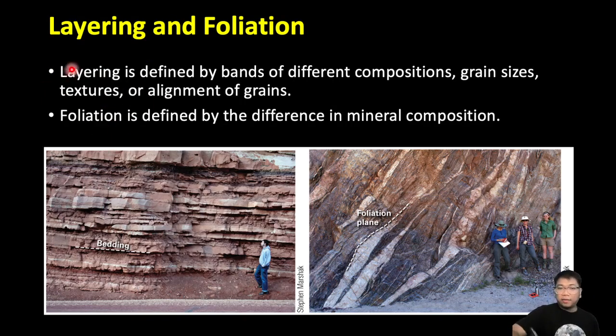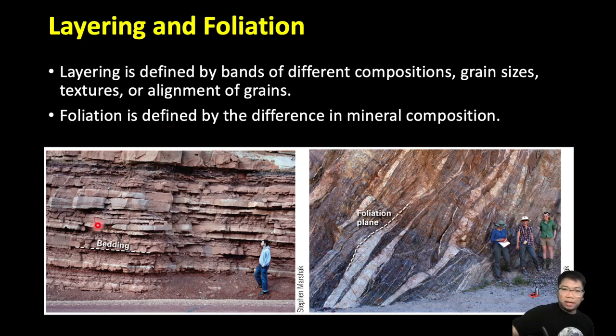We also look at the layerings of rocks and the foliation of rocks. So layering and foliation look very similar, but they are produced by completely different processes. Layering is typically associated with sedimentary rocks, that looks like a stack of rocks like this. And we look at the different composition of these layers and the grain sizes, the textures or the structures or the alignment of grains. And foliation is defined by alignment of minerals within metamorphic rocks.